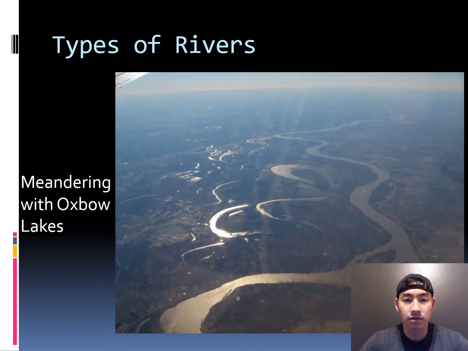Okay, so last week we looked over rivers and groundwater. So in our review, we'll go ahead and go back to that. Recall that last week we looked at some different types of rivers. One of the rivers is a meandering river with oxbow lakes. So what happens through time is we have a bendy river that will get bendier with time.